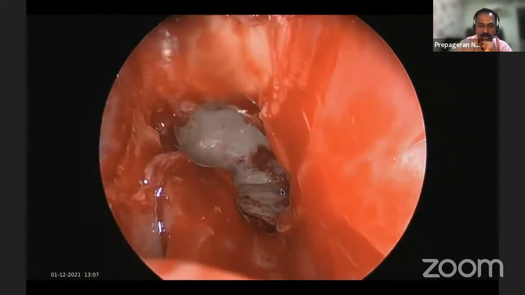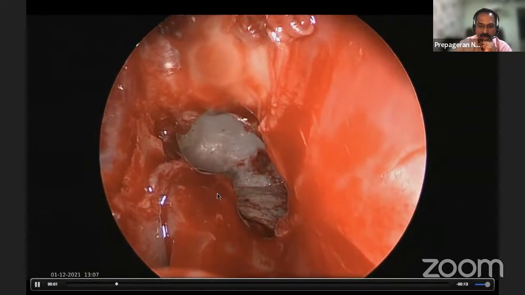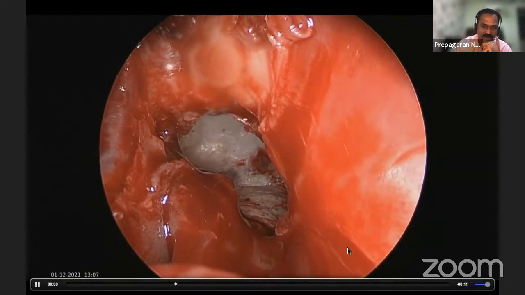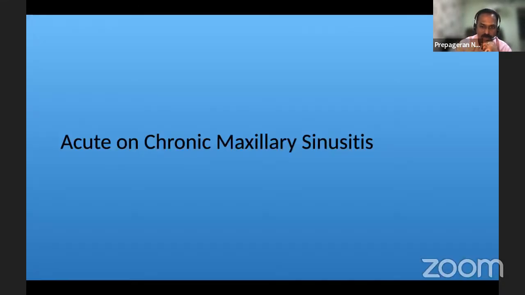So this is the final view of the surgery itself. And then we put a stent into this. If this does not work, we will do a Lothrop for this patient.